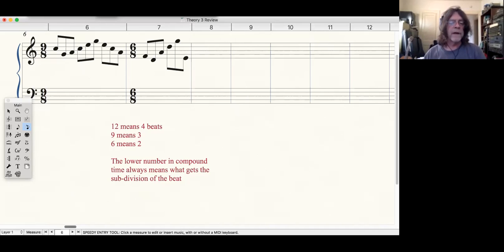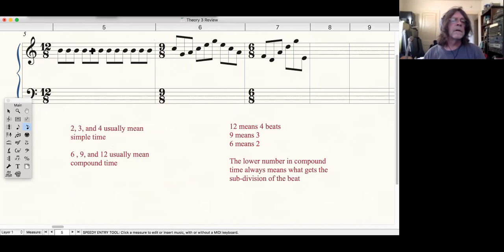And in 12/8, you have 4: 1 and 2 and 3 and 4 and. All right. So you still have the same accents whether they're duple or, excuse me, simple or compound. Okay. All right. So what do you know about that?